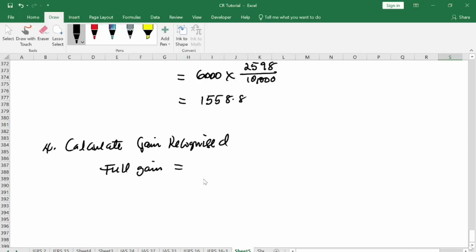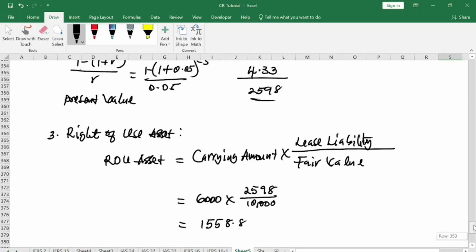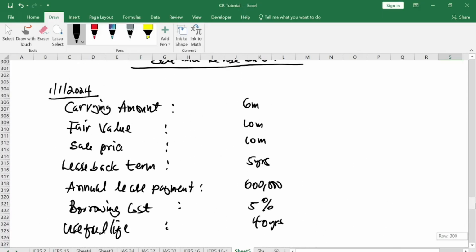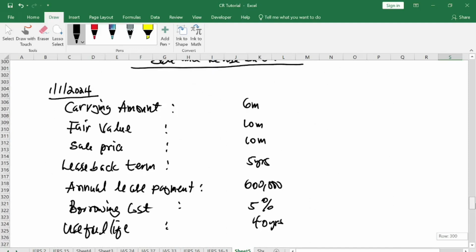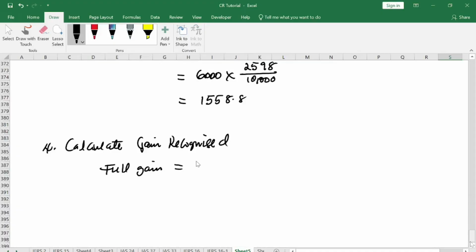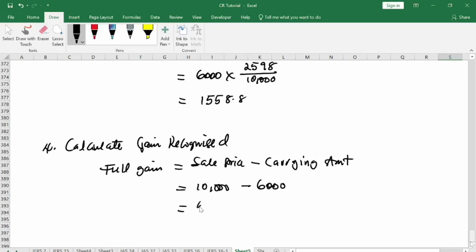In order to get the full gain, what is the carrying amount of the asset before you sold? It is 6 million. And how much did you sell the asset? 10 million. So here you have your sale price minus the carrying amount of the asset, and that gives you a gain. The selling price is 10 million minus the carrying amount, 6 million. So here you have 4,000. Now this is the full gain on the asset.